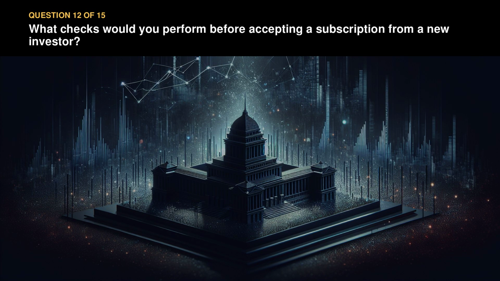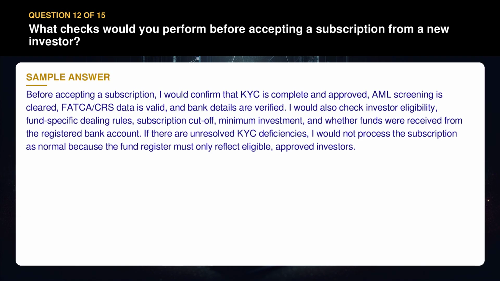Question 12. What checks would you perform before accepting a subscription from a new investor? Before accepting a subscription, I would confirm that KYC is complete and approved, AML screening is cleared, FATCA CRS data is valid, and bank details are verified. I would also check investor eligibility, fund-specific dealing rules, subscription cutoff, minimum investment, and whether funds were received from the registered bank account. If there are unresolved KYC deficiencies, I would not process the subscription as normal, because the fund register must only reflect eligible, approved investors.